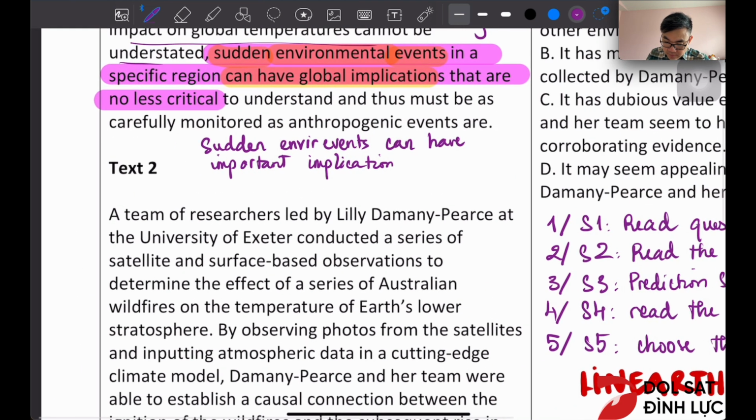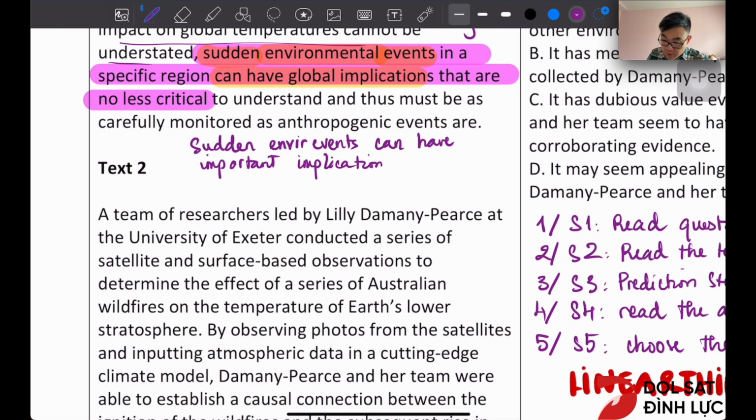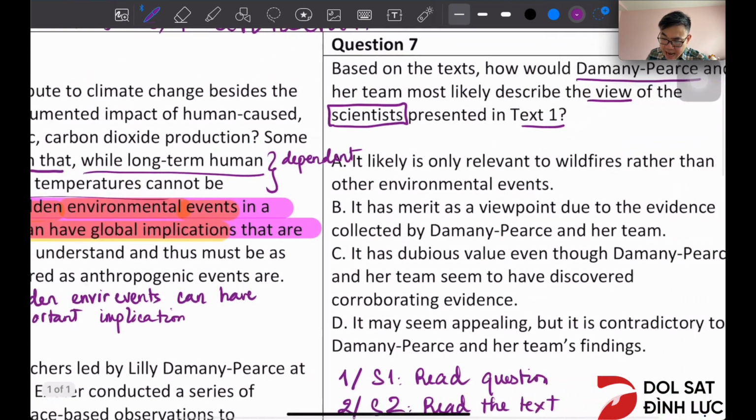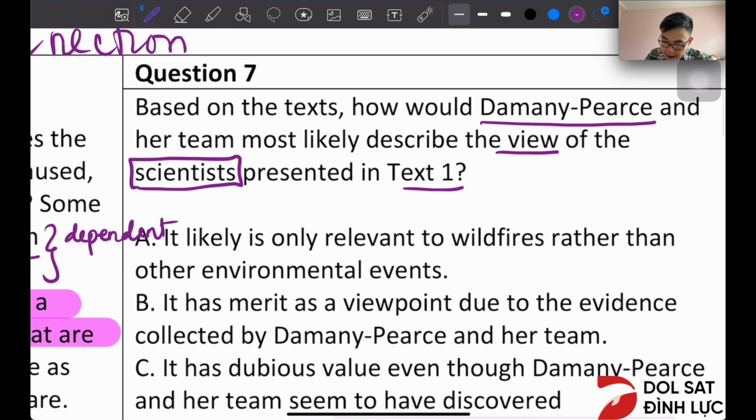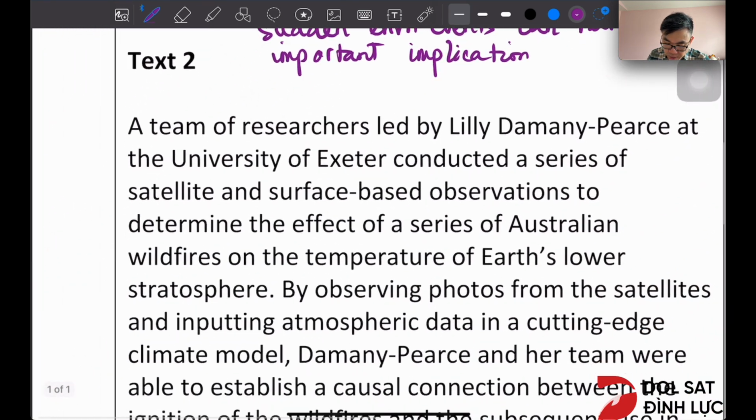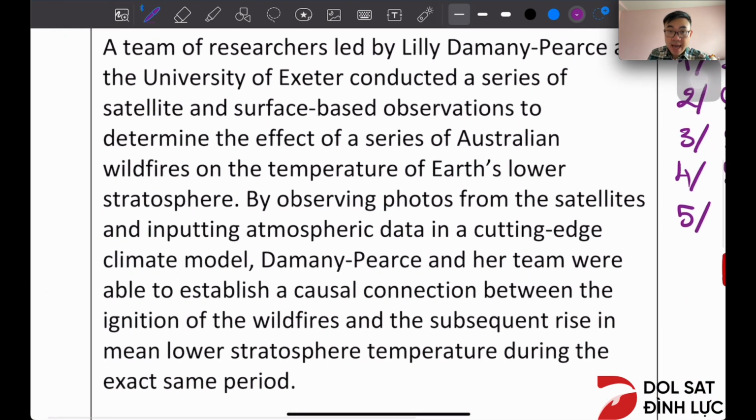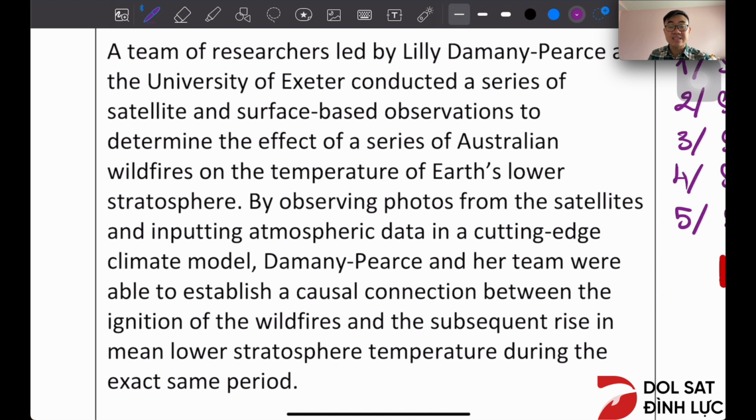And next, okay, so that is the view of the scientist in text 1. Now next, how about Damini Pierce and her team, right? We need to go look for their idea, and what you need to look for is the conclusion, or the idea, their response. And by the word response, we need to find something that is important to them, for example, a research finding, right?